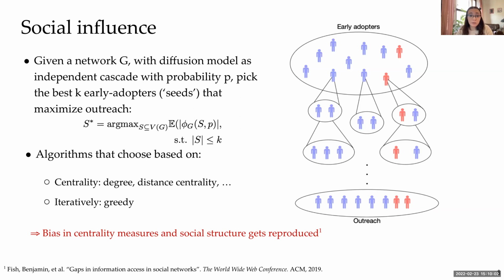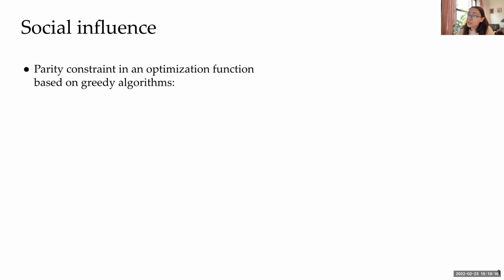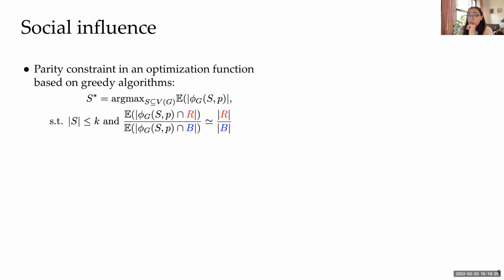And as I mentioned before, that becomes an issue when you think about information that pertains to everyone, particularly healthcare related information, opportunities, and so on. And that's the problem we're trying to fix. So in doing that, there's a bunch of solutions. Some of them relate to imposing a statistical parity constraint in this optimization function that's based on greedy algorithms and simply saying, I just want the outreach to look like my general population. If I have 30% people of the red label, I'd love to see that in the outreach as well. Among people who hear this information, I'd love to see 30% of them of the red label.